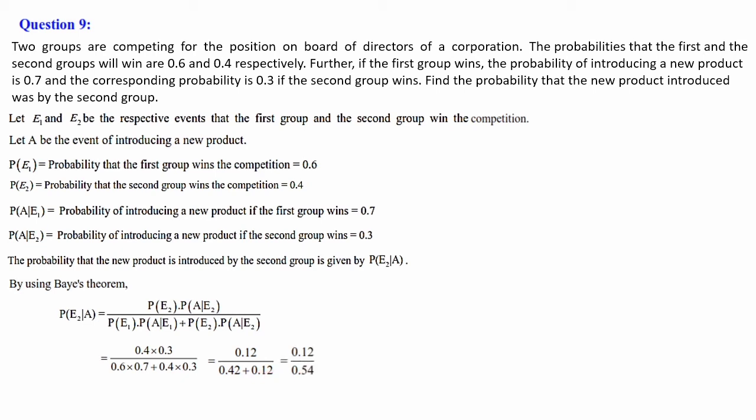Let's add it in the denominator. 0.12 divided by 0.42 plus 0.12 is 0.54. So that is equal to, when we multiply 100 in the numerator and denominator, it becomes 12 by 54. Let's take the common cancellation, that is here 6 we can cancel 2 times and 54 will be 9 times in 6. So 2 by 9. So the required probability is 2 divided by 9.